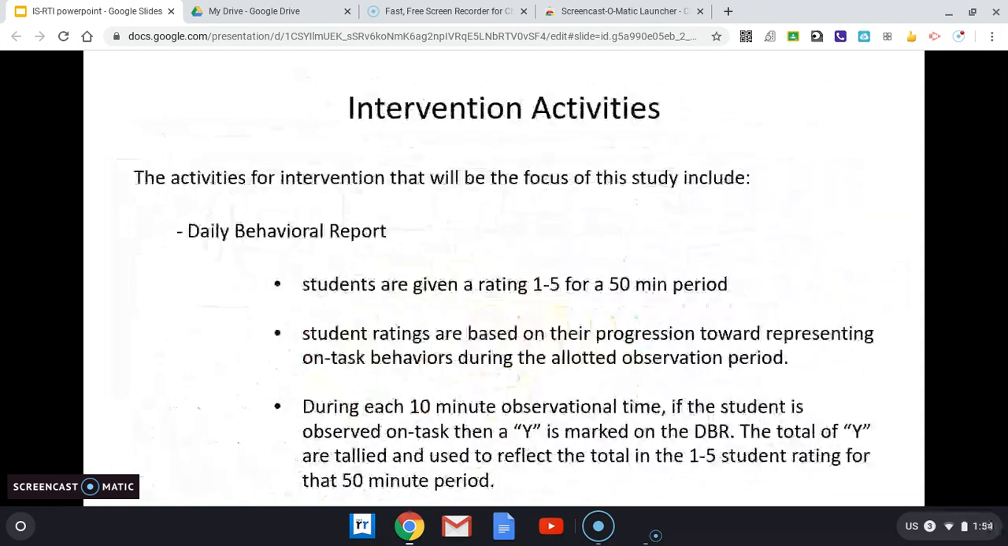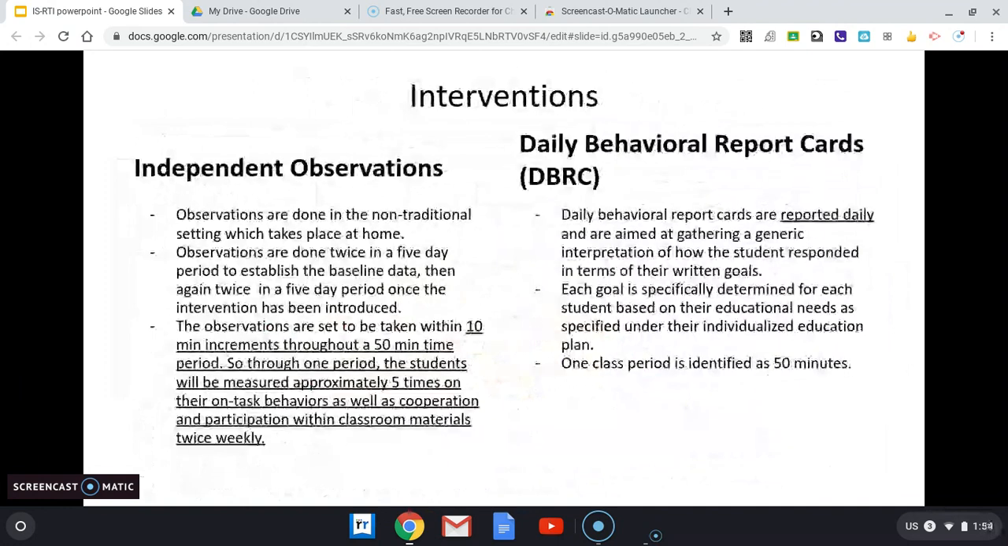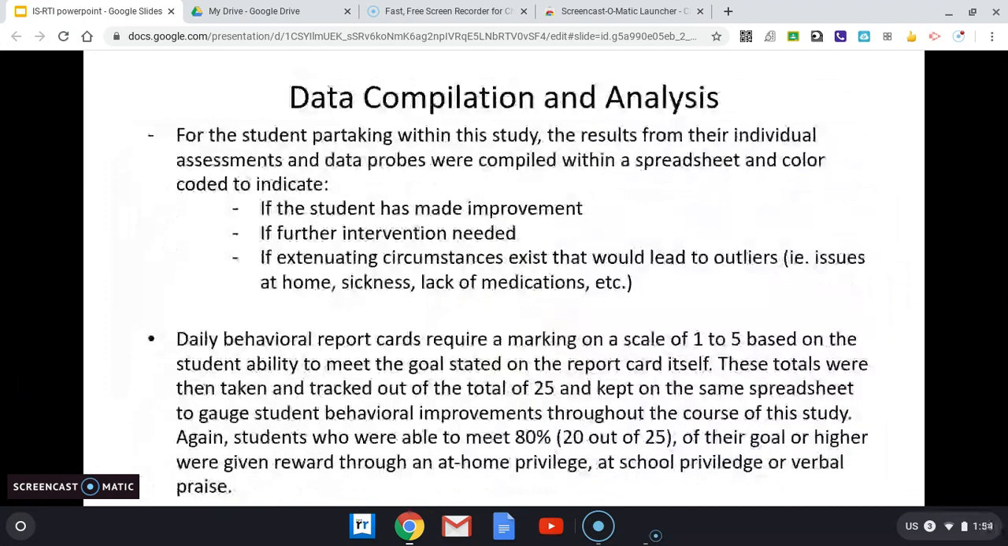So the daily behavioral report, they're given that rating 1 through 5 for a 50-minute period. And then during each 10-minute observational time, either the yes or the no are tallied, which is then reflected in that 1 through 5. The interventions were done as an independent observation and then also on the daily behavior report card itself. The observations were done in the non-traditional setting, which takes place in the home, and then they were done in a weekly fashion. So once every day for 5 days, and then reported back to the teacher where the teacher, myself, would record the data. So the results.